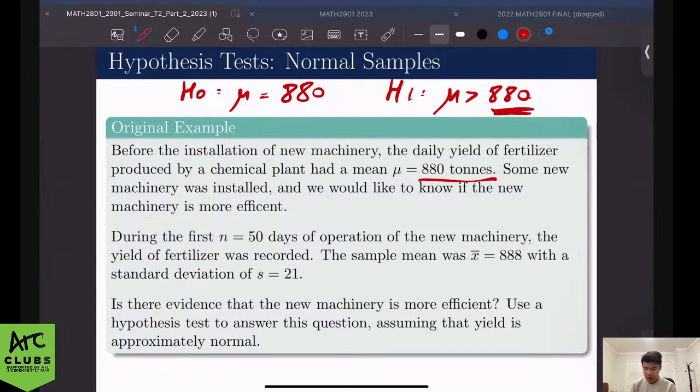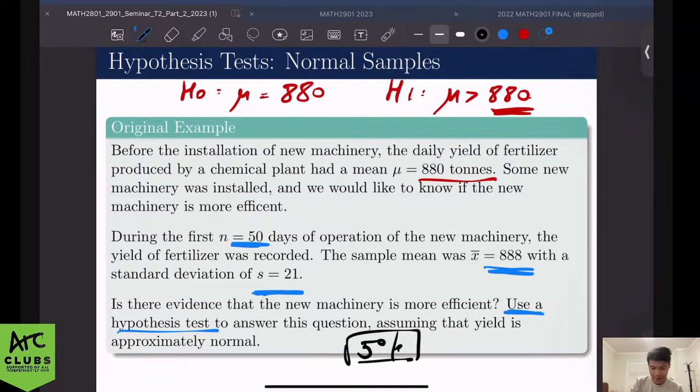So we've got 50 days, we've got a new sample mean, and we've got a sample standard deviation. Okay. So the question is, is this evidence that the new machinery is more efficient? And so we're going to use a hypothesis test. No significance level stated, so we'll just use our default of 5%. Let's go.